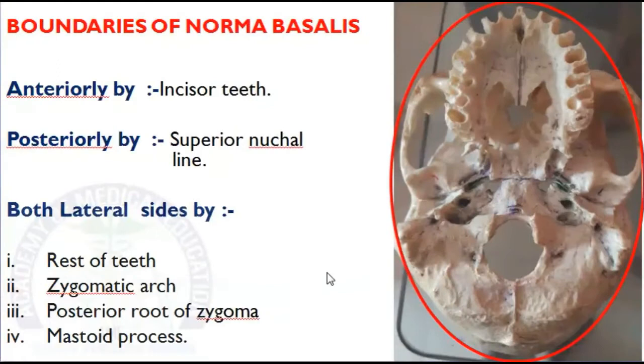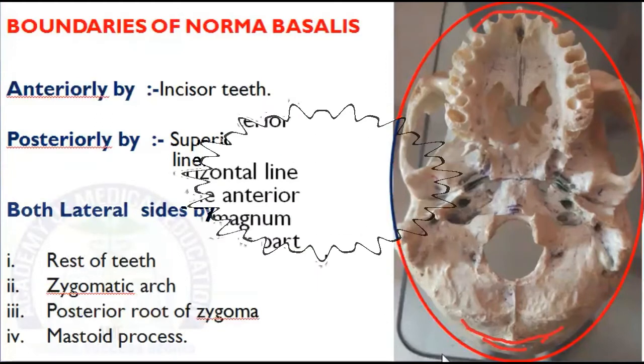The boundaries of Norma Basilis. Anteriorly, the Norma Basilis is bounded by the incisor teeth. So this is the anterior boundary. Then posteriorly by the superior nuchal lines. So this is the posterior margin that you are seeing. Then on both sides, or laterally, by the rest of the teeth present, then the zygomatic arch, then the posterior root of the zygoma and the mastoid process. So this complete area that you are seeing forms the Norma Basilis view.